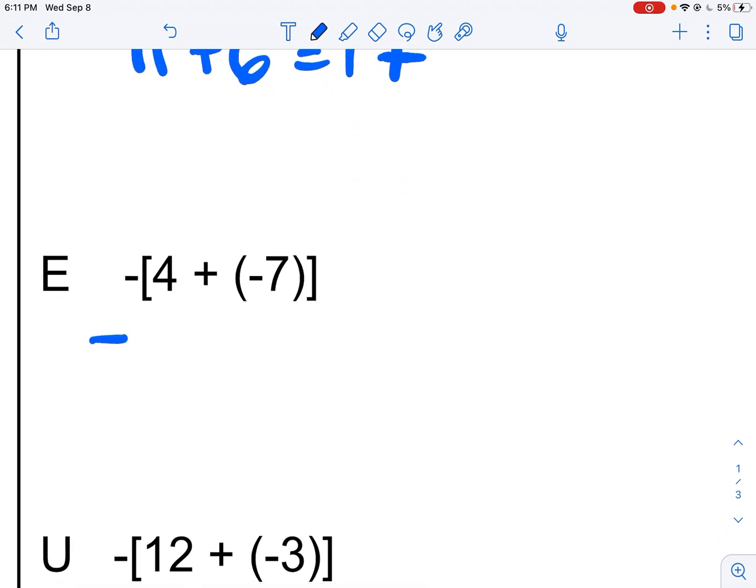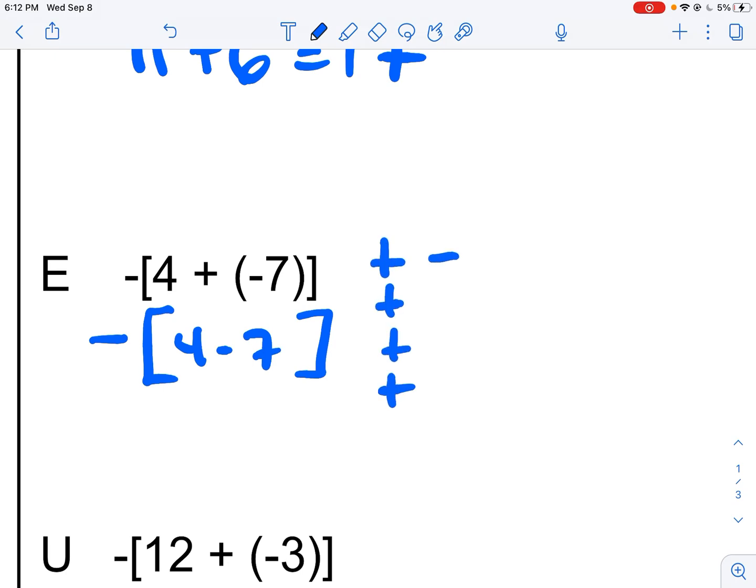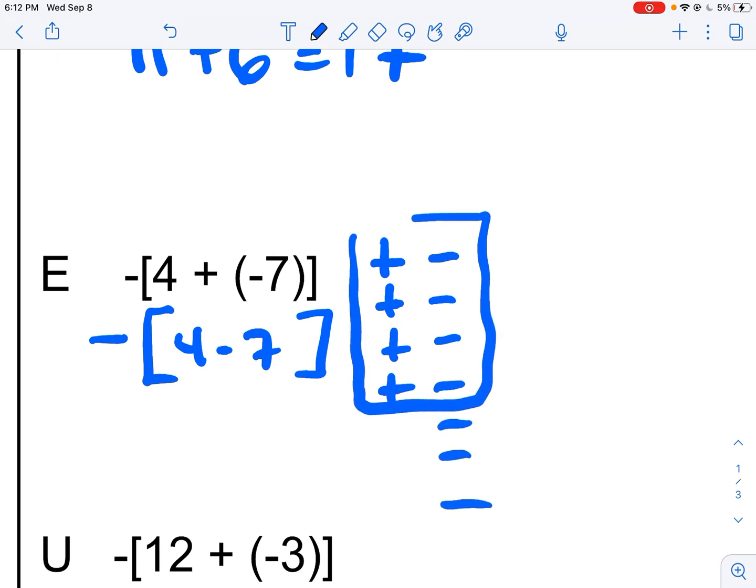Again, I do what's inside these brackets first. So 4 minus 7. So I have 1, 2, 3, 4 positives. 1, 2, 3, 4, 5, 6, 7 negatives. These cancel out right here. What am I left with? I'm left with a negative 3.